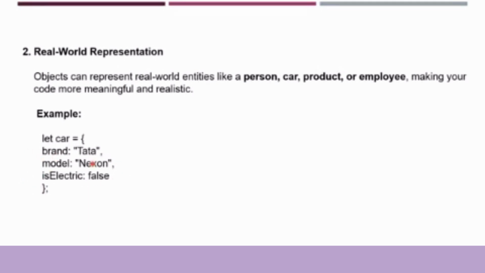So brand name is Tata, model name is Nexon, and isElectric? No, it is false. So instead of randomly storing these values, we connect them all together under one object that represents a real car. This makes our code more meaningful and easier to understand, especially when we are building real applications like car rental apps, shopping websites, and employee records. So in short, objects help us bring real world things into our code so we can work with them more easily and naturally.